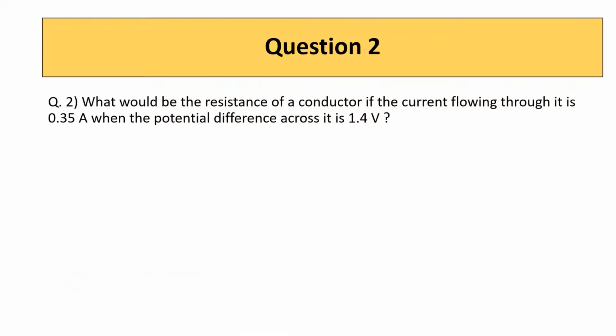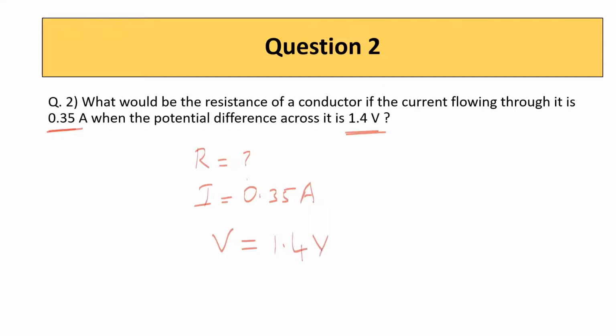Question number 2. What would be the resistance of a conductor if the current flowing through it is 0.35 ampere when the potential difference across it is 1.4 volt? This is the question. Resistance of the conductor is asked in the question. Current flowing through it is given as 0.35 ampere and the potential difference V is 1.4 volt.